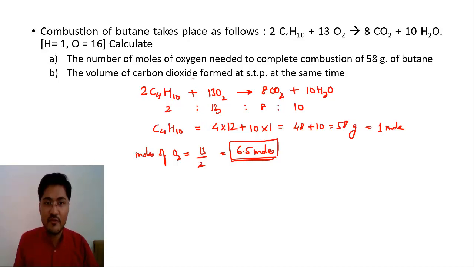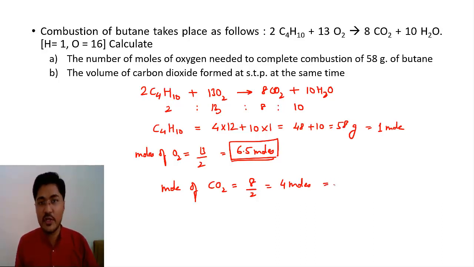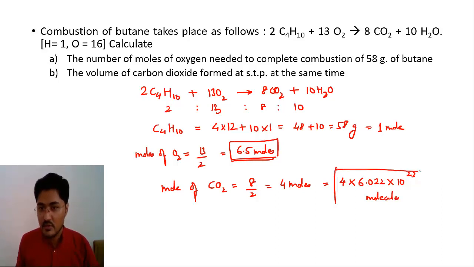And the volume of carbon dioxide formed at s.t.p at the same time. So first of all, let's find moles of carbon dioxide formed. This will be again divided by 2, that is 4 moles. And we know that 1 mole contains 6.022 into 10 raised to 23 molecules. So there are 4 moles. So 4 into 6.022 into 10 raised to 23 molecules of carbon dioxide will be produced. And that is the final answer for the second bit.